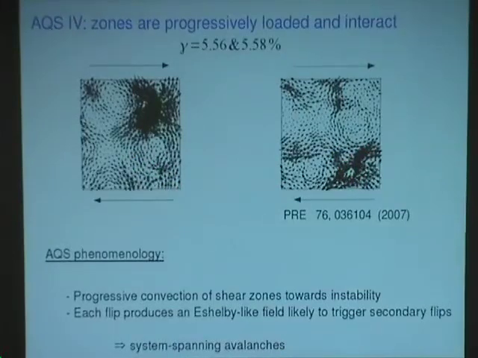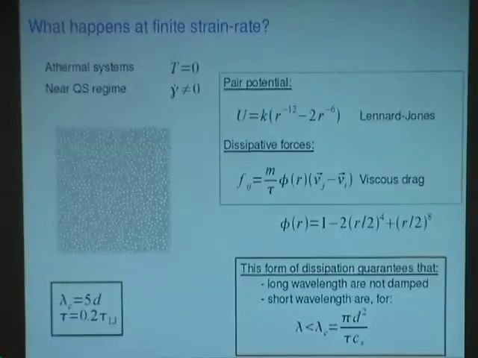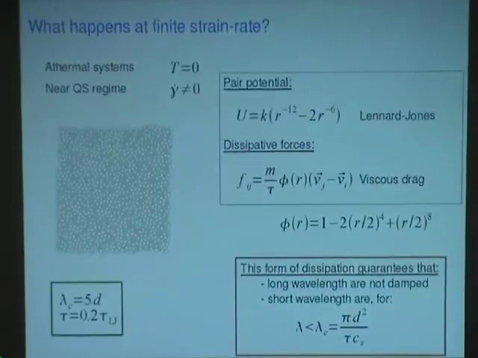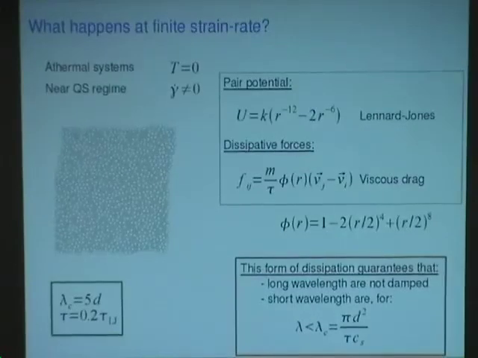So these zones actually interact, and this gives rise to a phenomenology in which shear zones are very progressively convected towards threshold, so that when you shear the system, you populate the very near threshold region of your zones, and that's why you can have this avalanche type of behavior. The question I'm really interested in is to understand what will remain of this phenomenology at a finite strain rate.